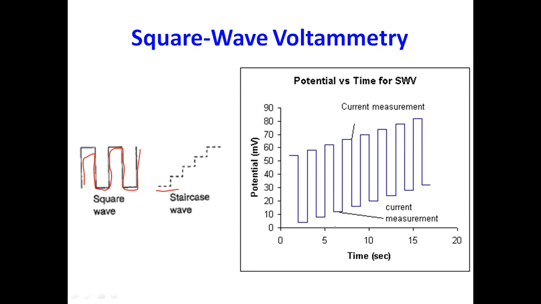Here also the current is measured twice: before the pulse is applied, at the lower end, and at the upper end of the pulse.